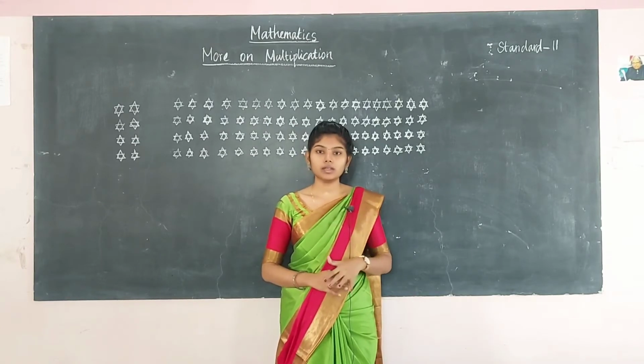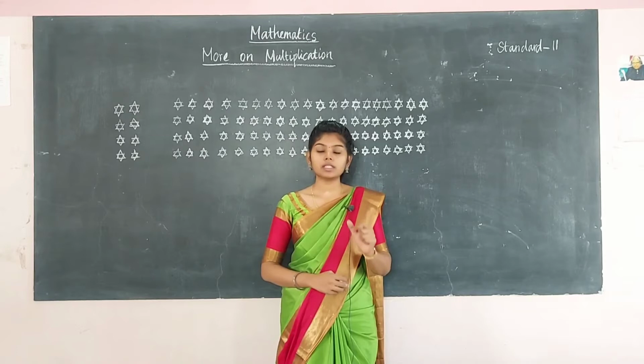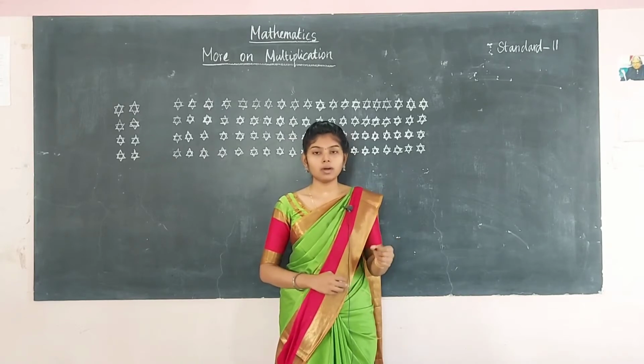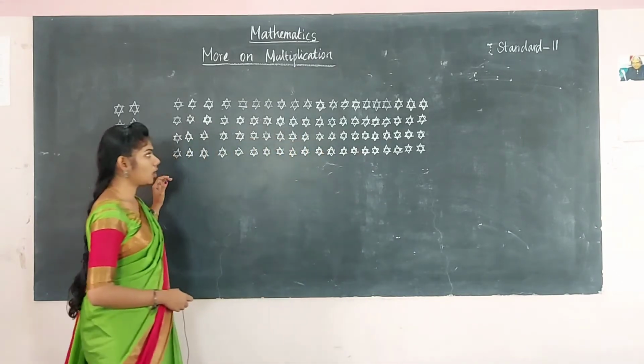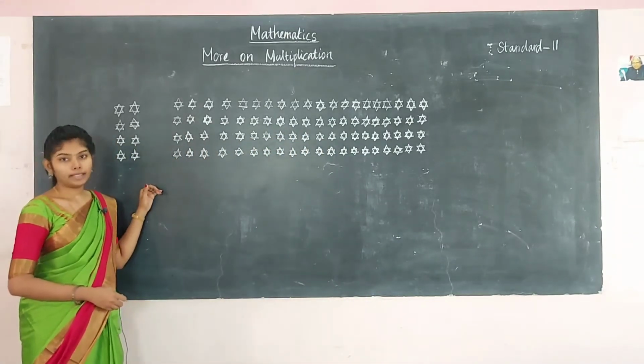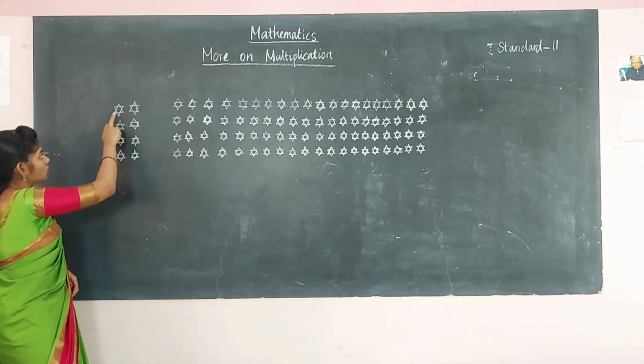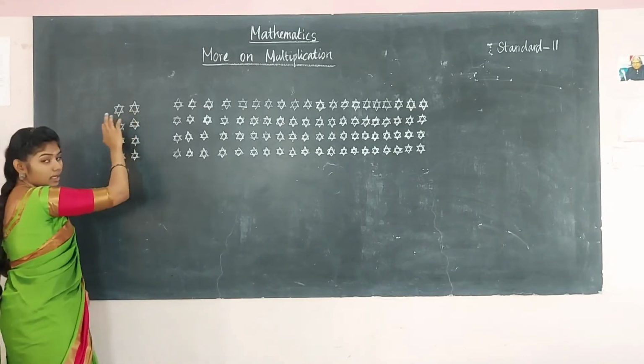So here we are going to learn more on multiplication. Here what you will learn is multiply by tens, and then multiplying a 2-digit number by a 1-digit number and a 2-digit number. So these are the only things we are going to see here. First of all we shall see how to multiply by tens. Already you know how to multiply row wise and column wise.